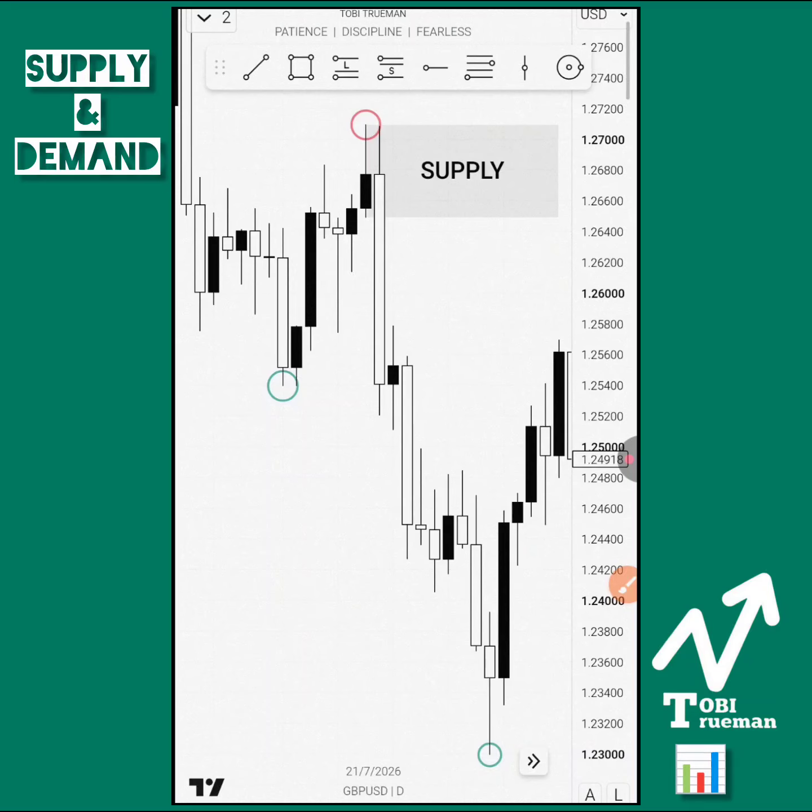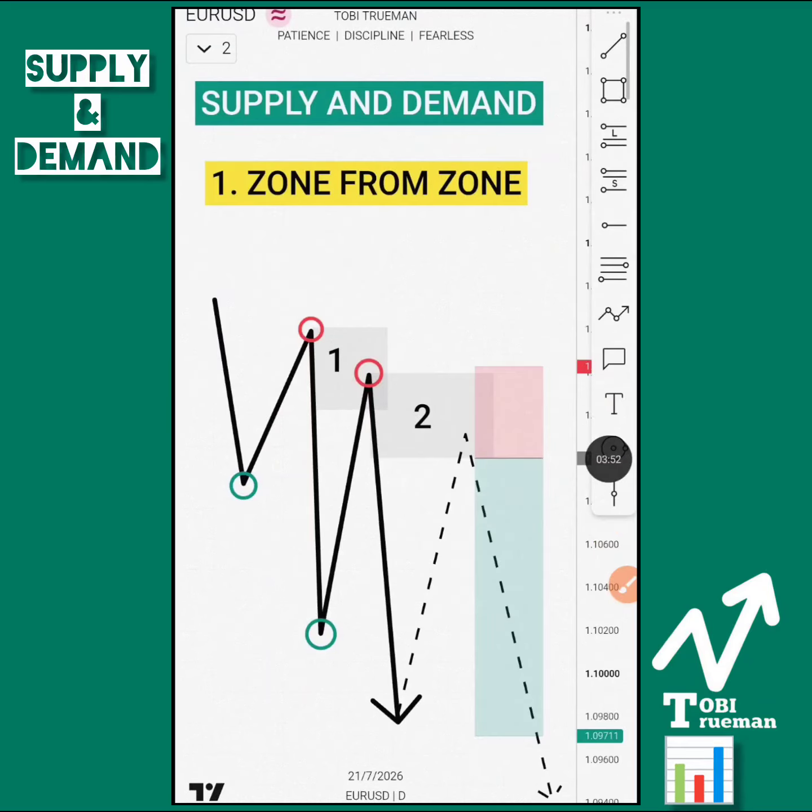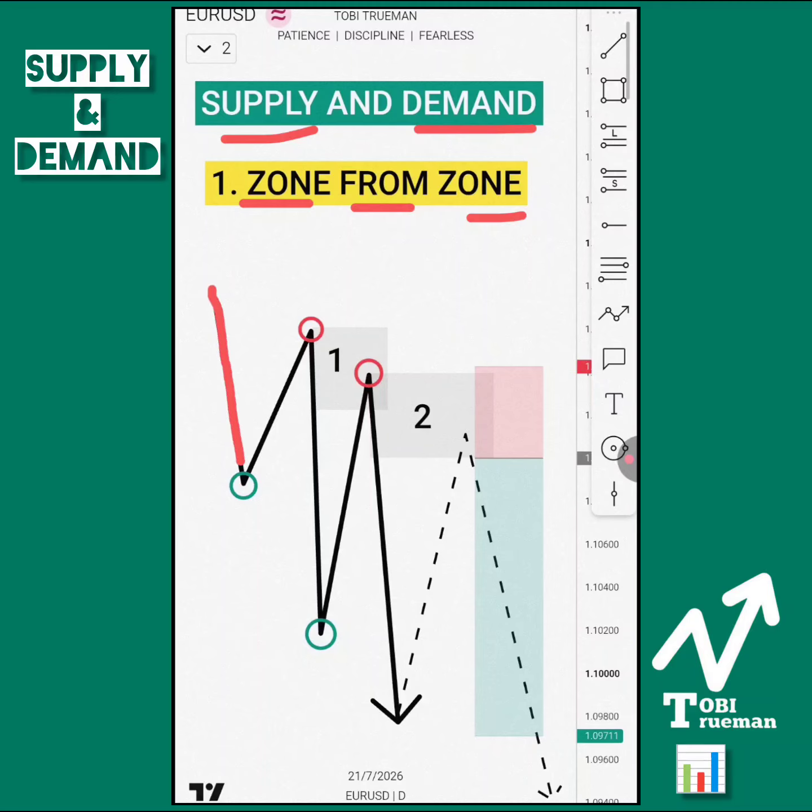Now let's go into the main reason for this lecture. The main reason for this lecture is to look for a strategy that can help us to trade supply and demand very effectively. Okay, we want to trade supply and demand effectively. One of the first strategies we can apply is what we call zone from zone. When we are looking at the charts, we have to first of all identify what the market is doing. In this scenario, this is a selling market.